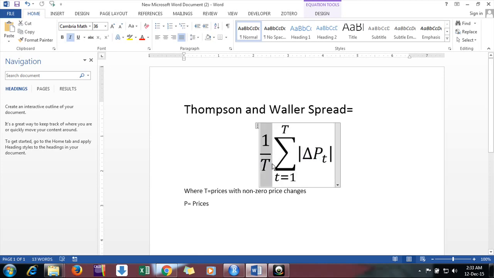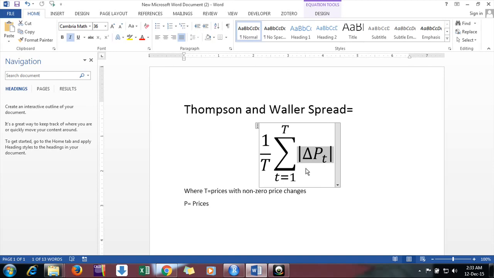Here the T is not simply all the values. Only the values that have non-zero price changes would be considered here. If any value has no price change, meaning zero return, that will not be considered for computation of this TW spread, the Thompson Waller spread. So here we can say simply the mean of absolute non-zero price changes would be the Thompson Waller spread.